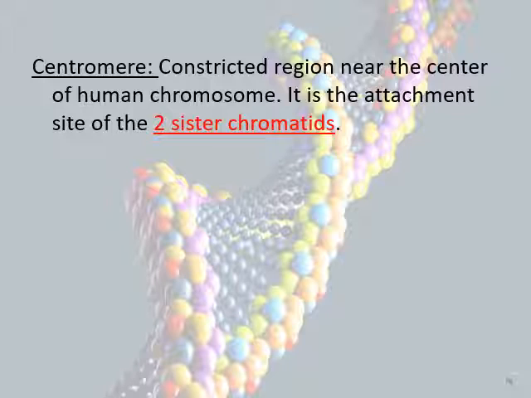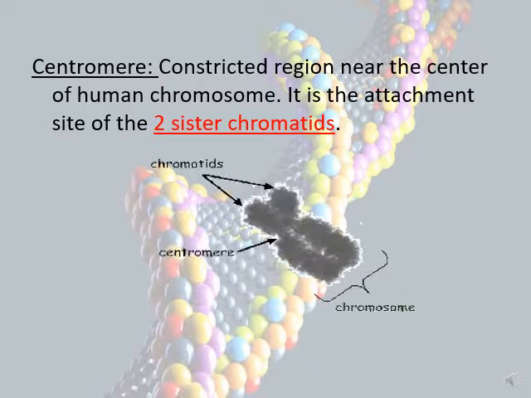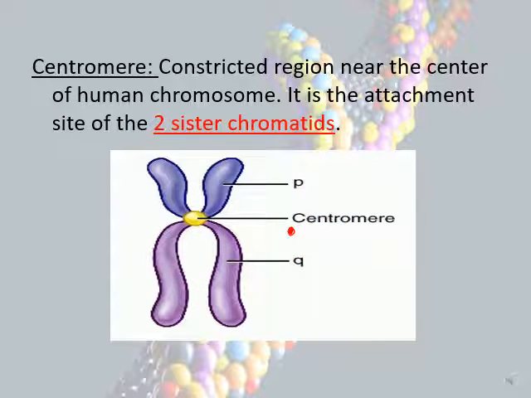Centromere, as I said, it's the constricted region near the center of the human chromosome. It's the attachment site where the two sister chromatids, they are attached. We call it centromere. Here, the centromere is now like this. This is a real chromosome. So, centromere, as I said, is the site of attachment of two sister chromatids.